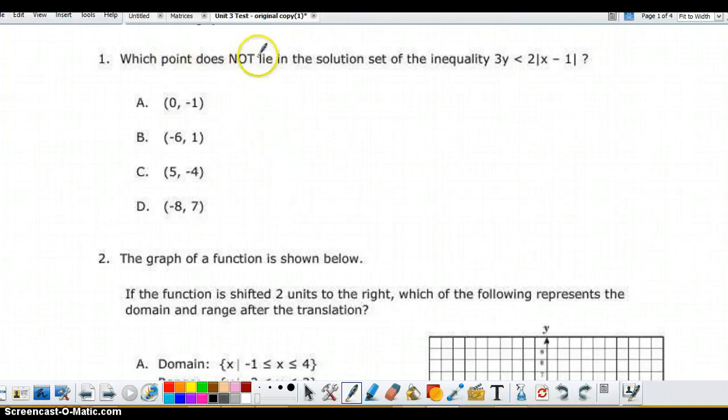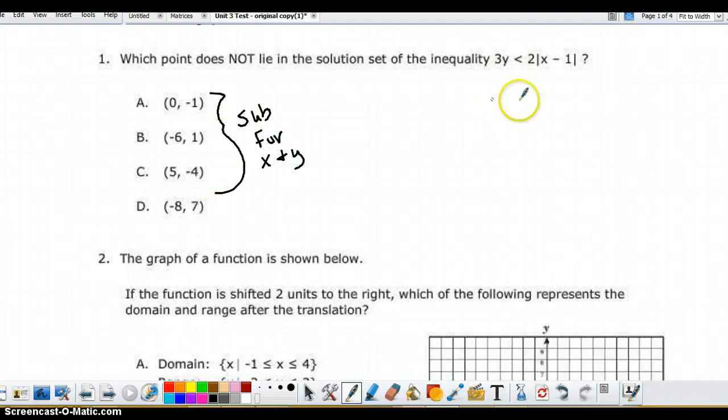So it says, which point does not lie in the solution set of the inequality 3y is less than 2 times the absolute value of x minus 1? So what I would suggest is to substitute for x and y. Take these, substitute them for x and y. That's what I would tell you to do. All right, so we have 3.